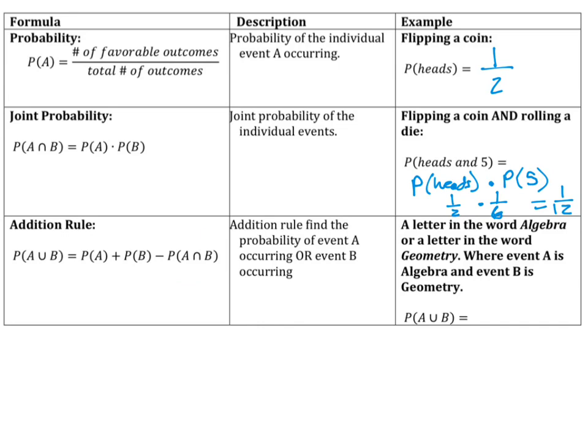So let's look at this example over here. You're going to have some things like this on your assignment, so let's try this out. Let's say we have two different events. You're going to pick a letter from the alphabet, and you want to know if the letter is going to be in the word algebra or the word geometry, because math words are important words. Don't think too hard about the situation.